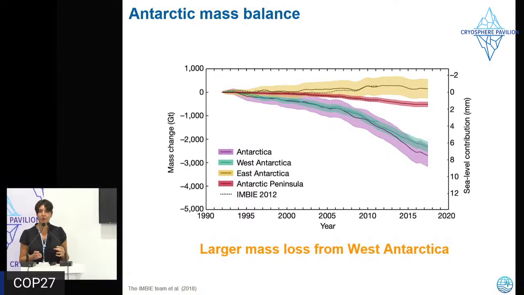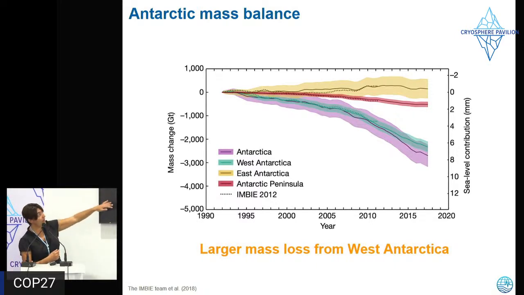Now, if we combine all the numbers together and make a sort of mean of mass loss around the different sectors of Antarctica, this graph shows how much Antarctica, with the purple curve, has been contributing to sea level rise since the 90s. You can see that most of this purple curve is overlaid by the green curve, which is the contribution of West Antarctica, while East Antarctica has almost zero contribution. And the Antarctic Peninsula has a contribution, but that cannot explain the trend of Antarctic mass loss.